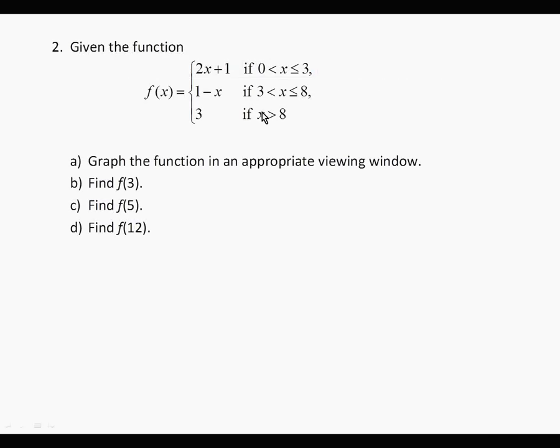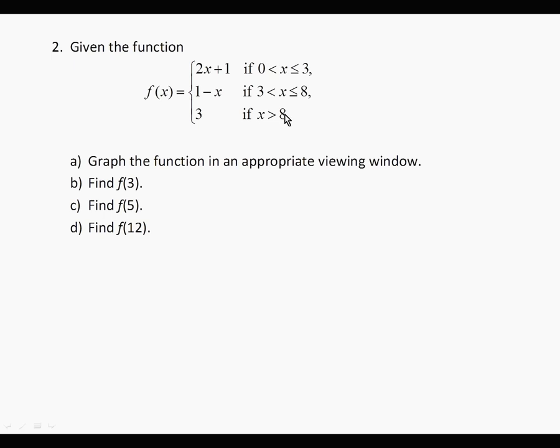So question 2. Given the function f of x equal to 2x plus 1 if 0 is less than x is less than or equal to 3, 1 minus x if 3 is less than x is less than or equal to 8, and 3 if x is greater than 8, graph the function in an appropriate viewing window. Find f of 3, f of 5, and f of 12. Notice my minimum x is 0. My maximum, I can have x greater than 8. If you want to have 0 to 10, that's fine. Now for the y.